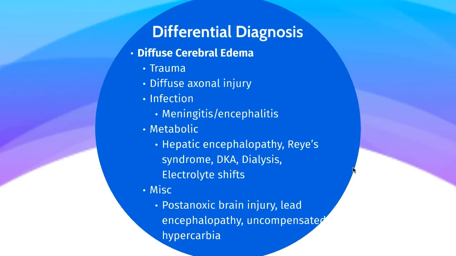Next, we move into more of this diffuse cerebral edema. Oftentimes this occurs after trauma and many times results in diffuse axonal injury, and we could spend a whole lecture talking about that in itself. That is not what this is meant to do. It can also happen in infections, so meningitis and encephalitis, and metabolic causes, so hepatic encephalopathy, Reye syndrome, DKA, or dialysis with electrolyte shifts. And then miscellaneous, certainly in hypoxic ischemic injury, you could develop significant diffuse cerebral edema. Other examples of this include lead encephalopathy and uncompensated hypercarbia.